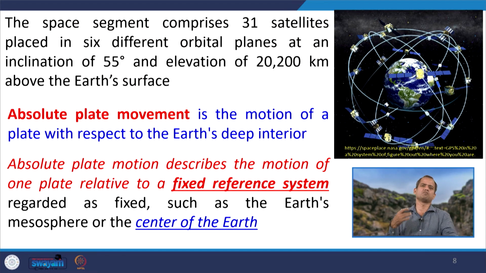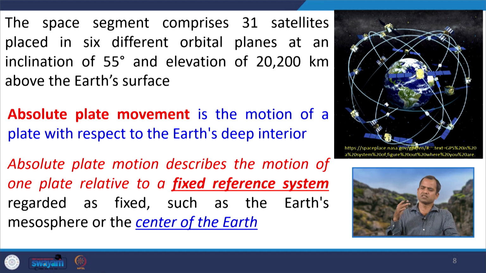So, this movement, how do we record it? This movement is the absolute plate motion. If you remember in the earlier class when we were talking about this, there are 2 types of plate motion, one is absolute motion, another is relative motion. Relative motion we have already discussed in the class. So, whatever data this GPS gives you is the absolute plate motion, that is 5 centimeter per year.